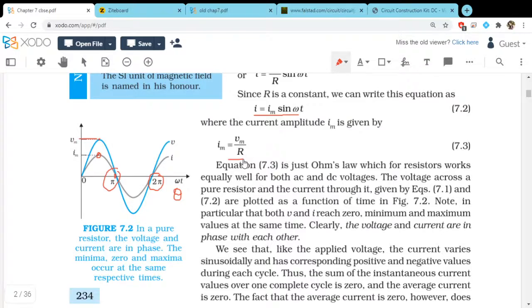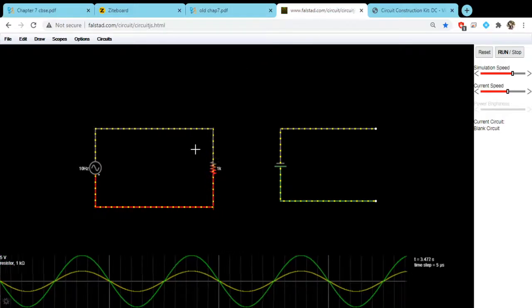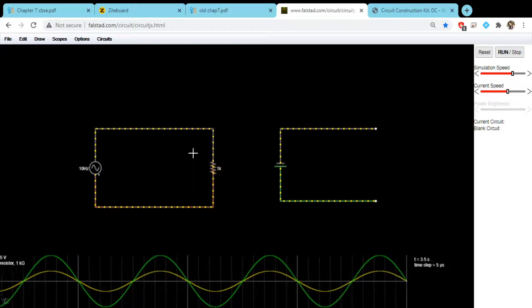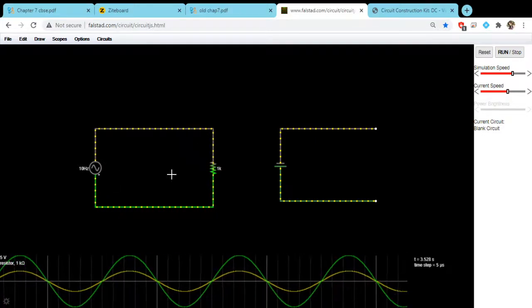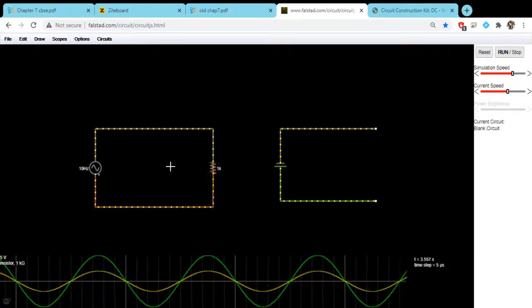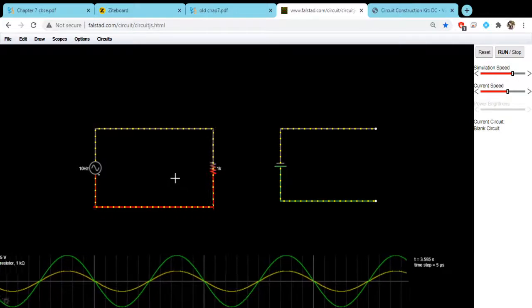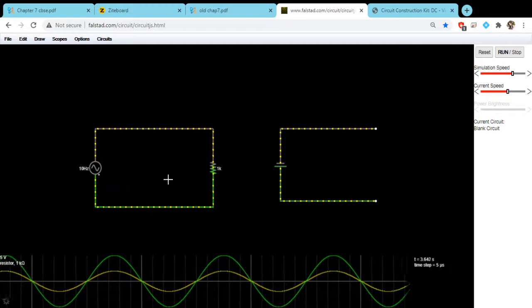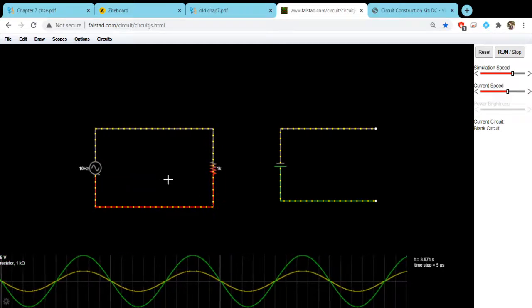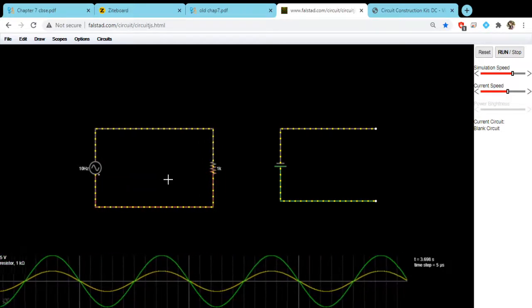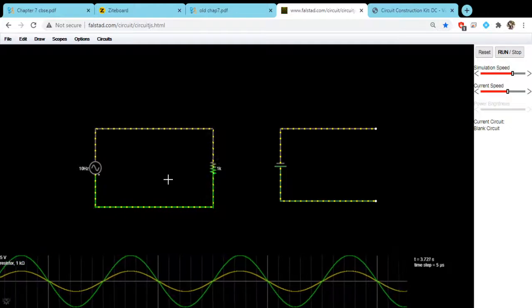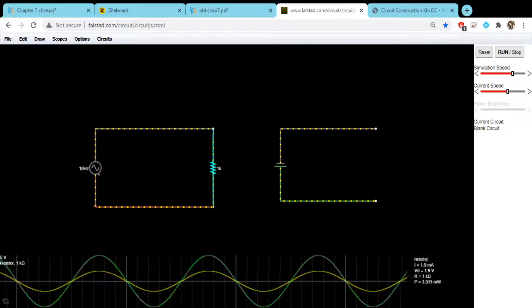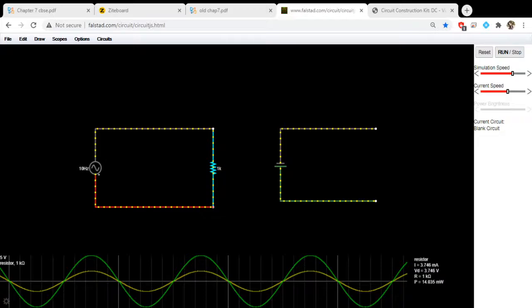I am trying to go slowly and be more illustrative, because if you don't imagine or understand how AC works, how AC voltage and AC current work, then it will be a little hard for the average student to understand. So we will be more practical, more descriptive and illustrative, and imagination will help you. Okay, we will see in the next video.